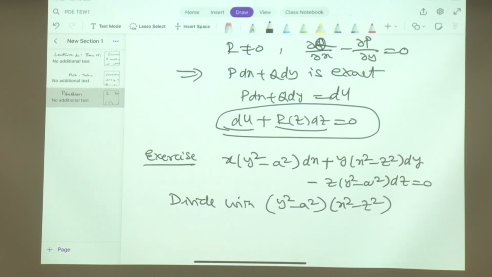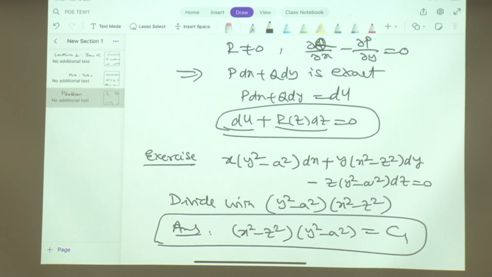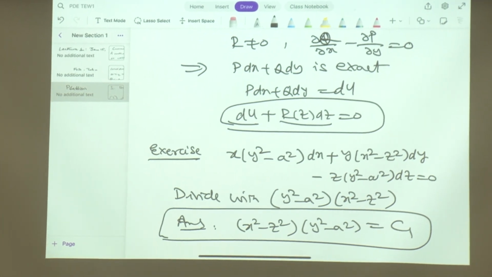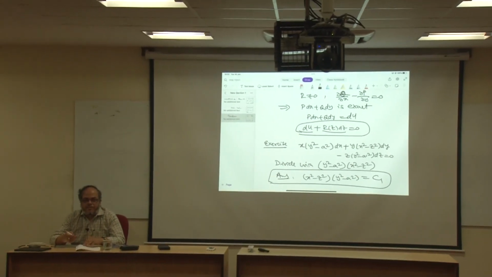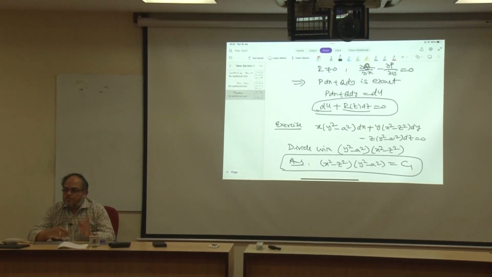In case you want to know the solution, the answer is x square minus z square into y square minus a square equal to constant. This is the answer. So I'll stop for today here. Tomorrow I will resume with this and we move on to complete integrals. So we have seen reasons why we want to study Pfaffian equations, which was just a system of ODEs.